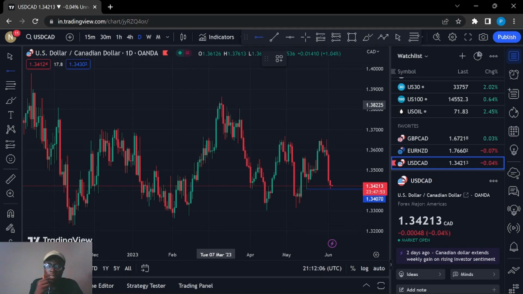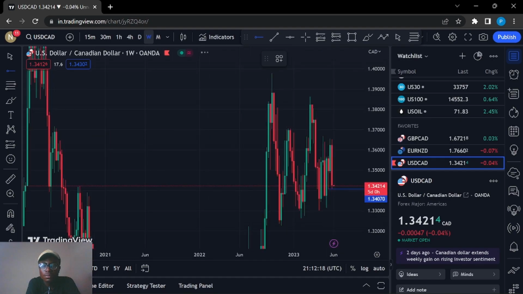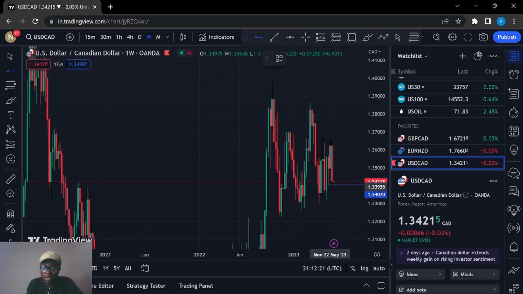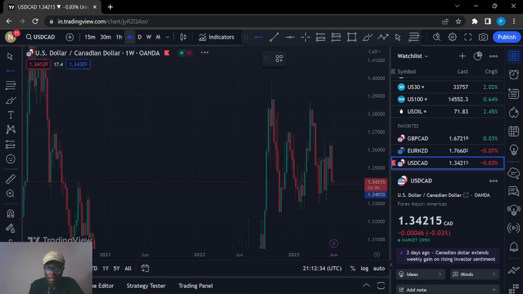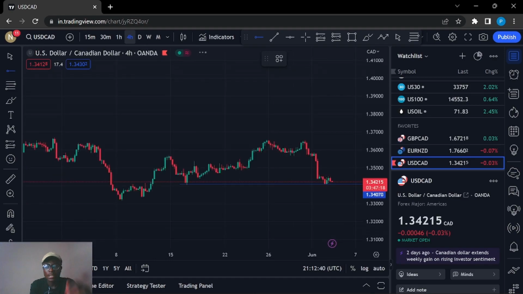So currently on the daily time frame, we can see that USDCAD is at an area of support. Now let's go on to the weekly to see. On the weekly too, we can see that this is also an area of support, right, for the USDCAD. Now let's go back to our 4 hour time frame, where we'll be doing our entries, and see how best we can enter a trade if the market was to give us some signals, right?